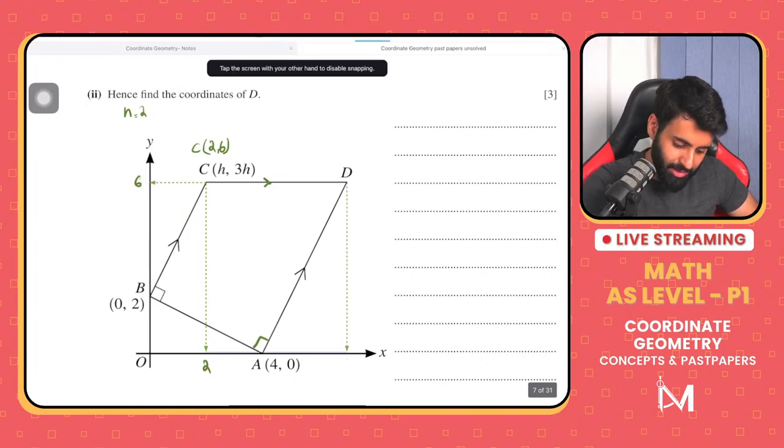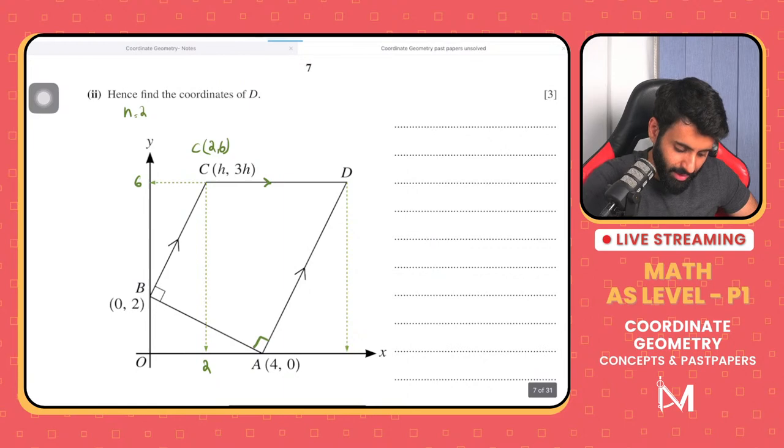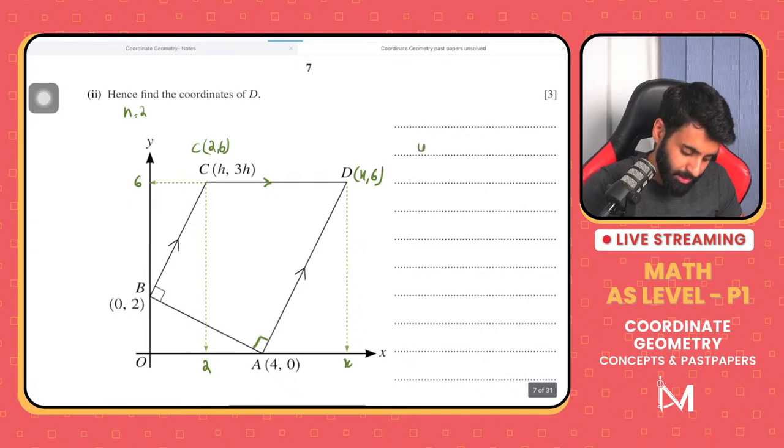Now, because it's a horizontal line, we can't say what the x coordinate of D is going to be, but what we can say is that the y coordinate of D will be equal to 6. Okay, so y equals 6, because line CD is horizontal. I'm writing this down for you.